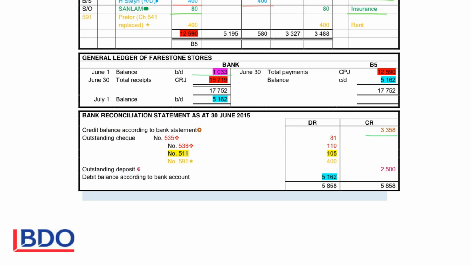Outstanding checks are checks that the bank must still pay in the future, and when they pay the checks, they will record it on the debit side because they reduce the amount of money that they owe us.